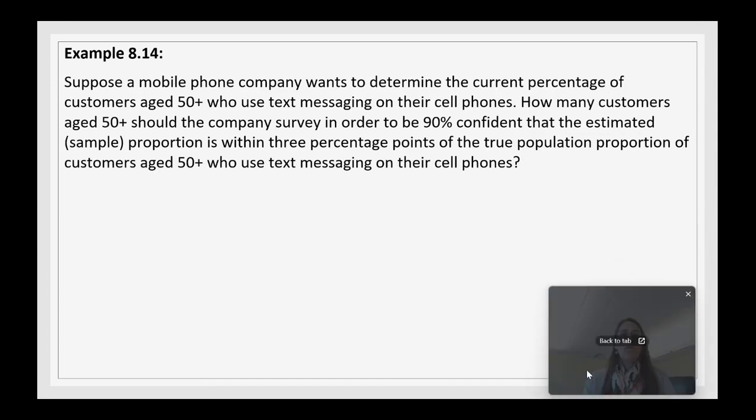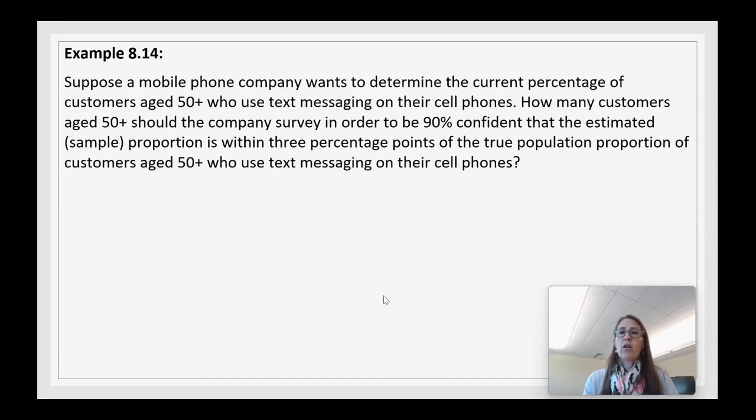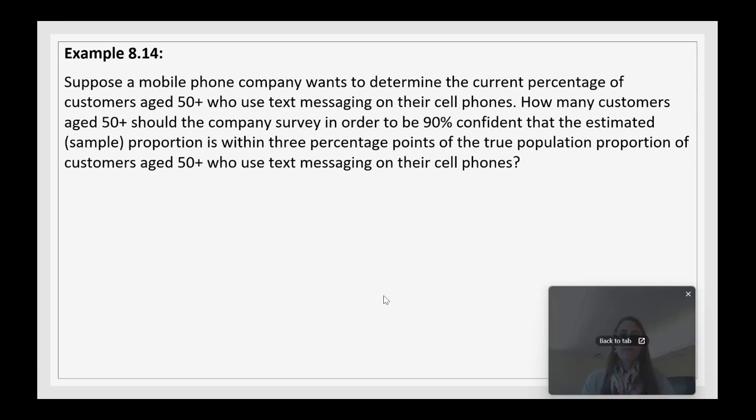So suppose a mobile phone company wants to determine the current percentage of customers aged 50 plus who use text messaging on their cell phones. How many customers aged 50 plus should the company survey in order to be 90% confident that the estimated sample proportion is within 3 percentage points of the true population proportion of customers aged 50 plus who use text messaging on their cell phones?